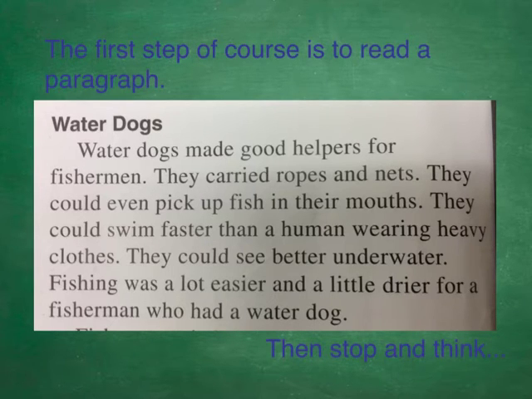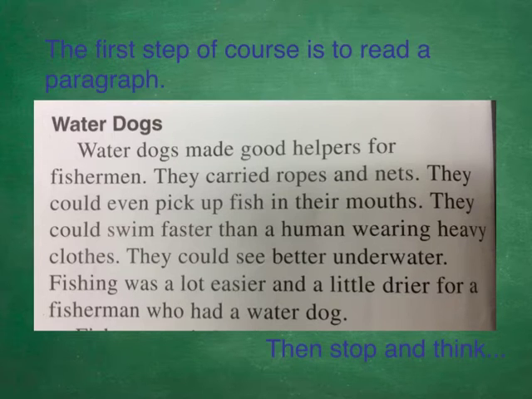So, water dogs. Water dogs make good helpers for fishermen. They carried ropes and nets. They could even pick up fish in their mouths. They could swim faster than a human wearing heavy clothes. They could see better underwater. Fishing was a lot easier and a little drier for a fisherman who had a water dog.